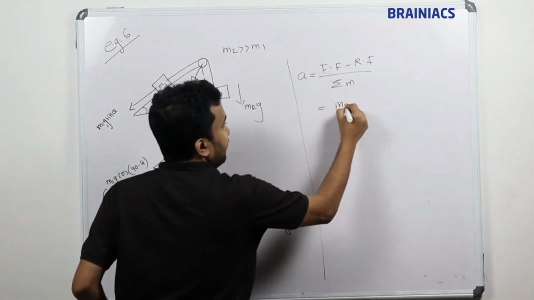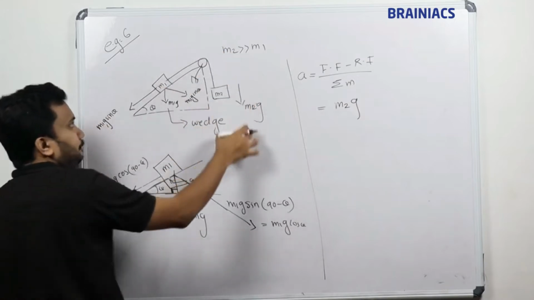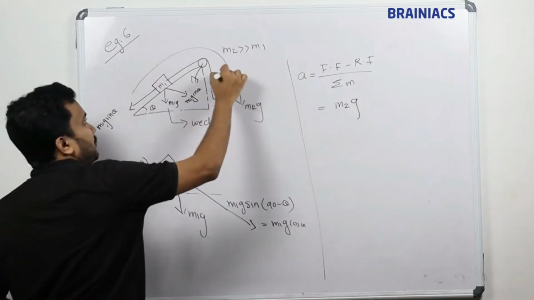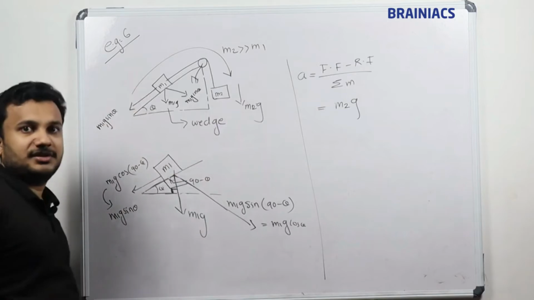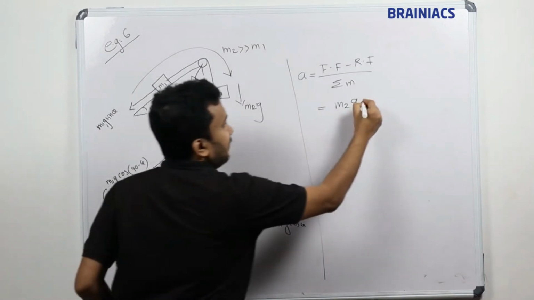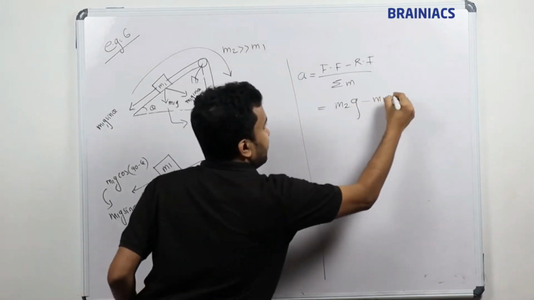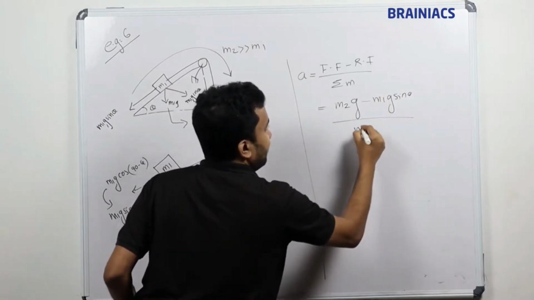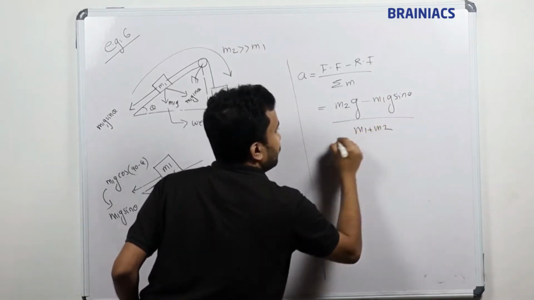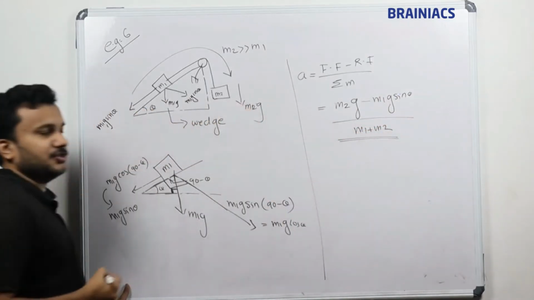Forward force means m2g, like this is the direction. So forward force is m2g. What is the reverse direction? Reverse force is m1g sin theta. So a equals m2g minus m1g sin theta, whole divided by m1 plus m2. That's all. This is the formula for acceleration.